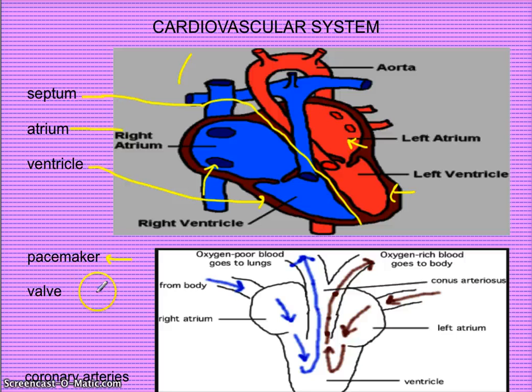There is a thing called a valve. A valve is a flap of tissue that prevents blood from flowing backwards, because blood is all going to go in one direction. You do not need any blood flowing backwards. It just doesn't work well that way.